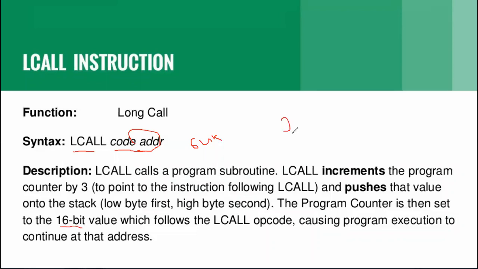So 2 raised to 16 is equal to what? 2 raised to 16 is equal to 64 kilobytes. The address we can give here is a 16-bit address. Okay, it is also the same thing. First it pushes the next address onto the stack. Then the program counter is loaded with the 16-bit value, following the LCALL opcode. So this is the address that is going to be loaded into the program counter register.